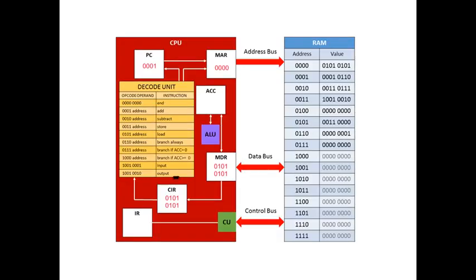The instruction in the current instruction register is now decoded by the decode unit. You'll notice there are two pieces of information in here. One is the opcode, or the operation code, or the command. The other is known as the operand, the address or the data for the opcode to use.